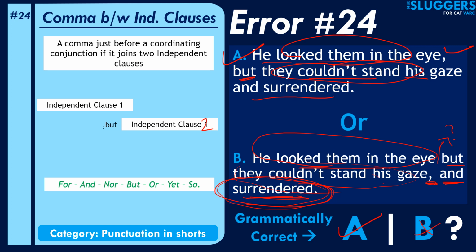Again, there might be a logical question: if these are independent clauses, what are dependent clauses? We'll come to that in the next session, so don't worry about that. For now, just know this particular rule: two independent clauses being joined by a coordinating conjunction, you need to put the comma just before the coordinating conjunction. Simple.